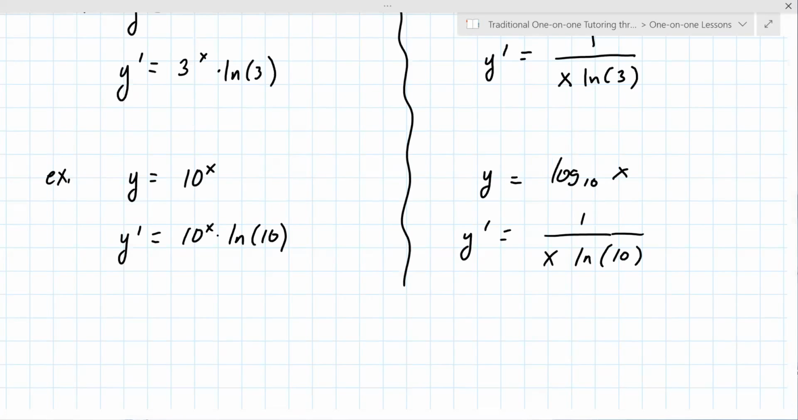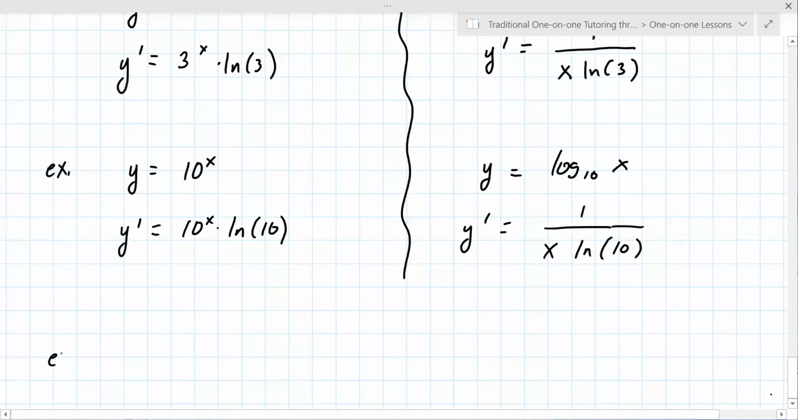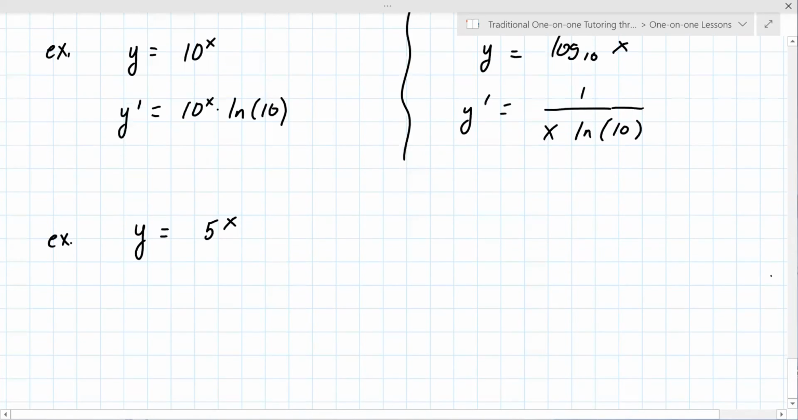Let's do another one here. Let's say y equals 5 to the x. And then over here on the right, y equals log base 5 of x.